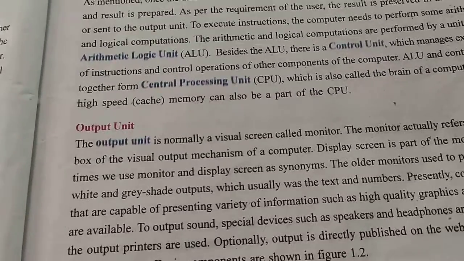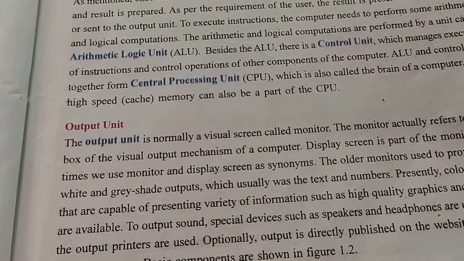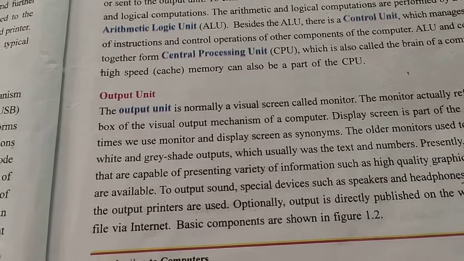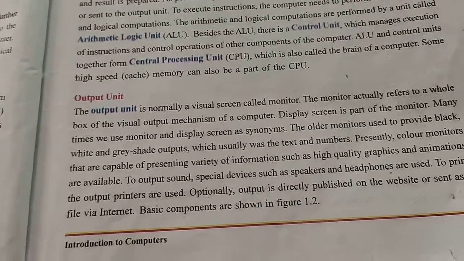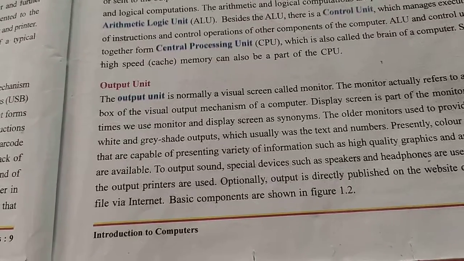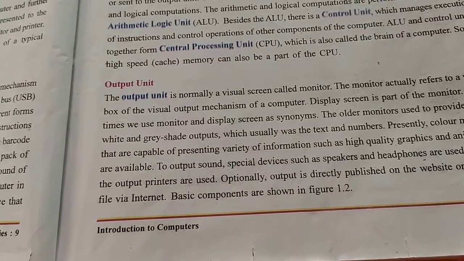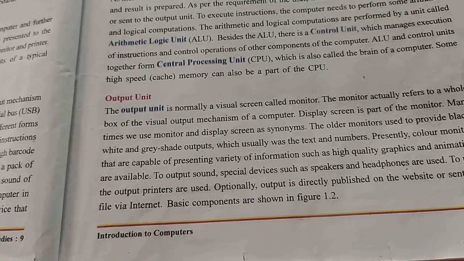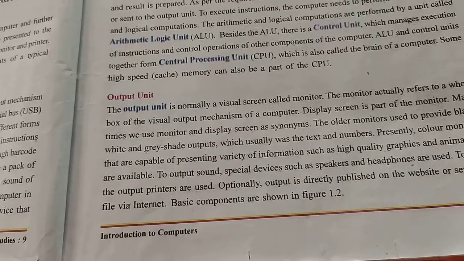Output unit. The output unit is the result which we get with the help of output devices. There are many output devices. The main type is the monitor, which we are using. The monitor gives us the main result of our output. An output unit we get on the basis of output devices only.